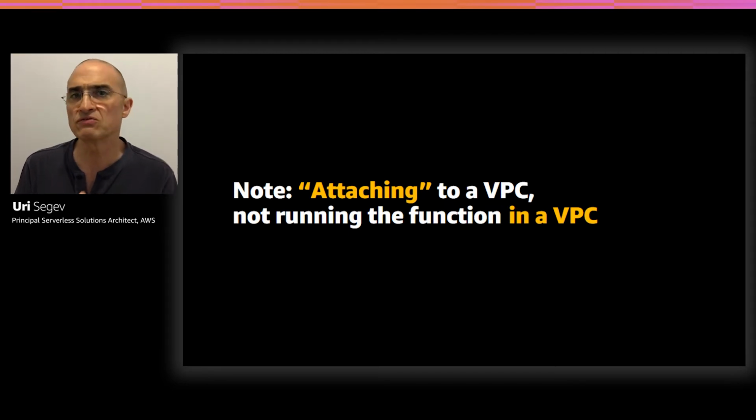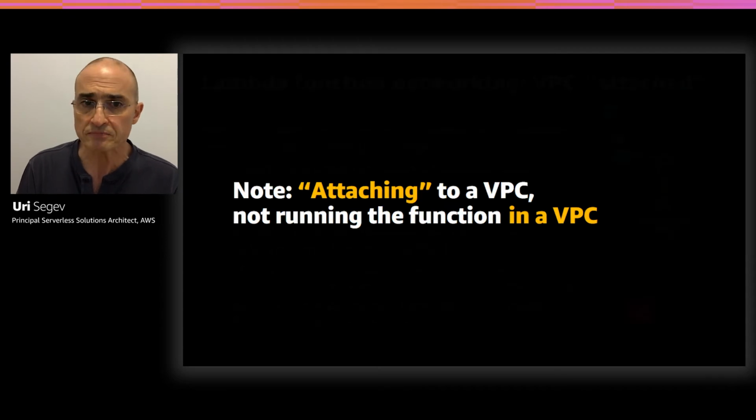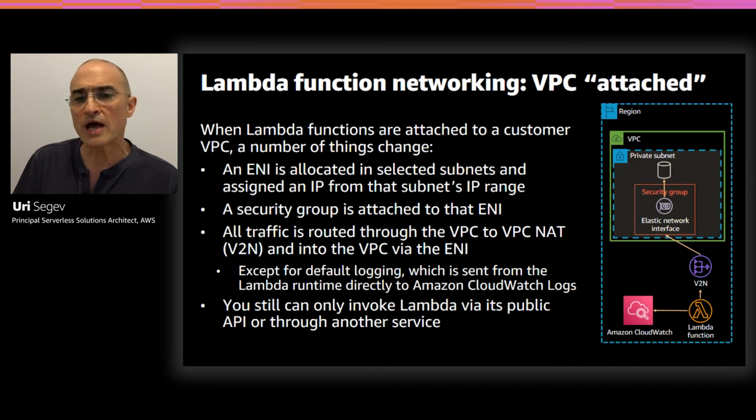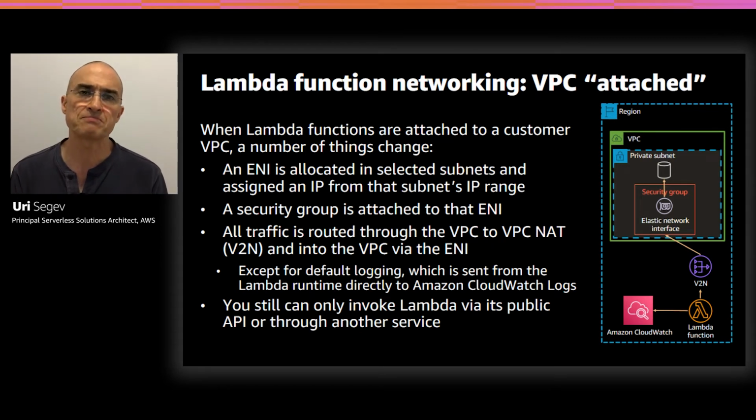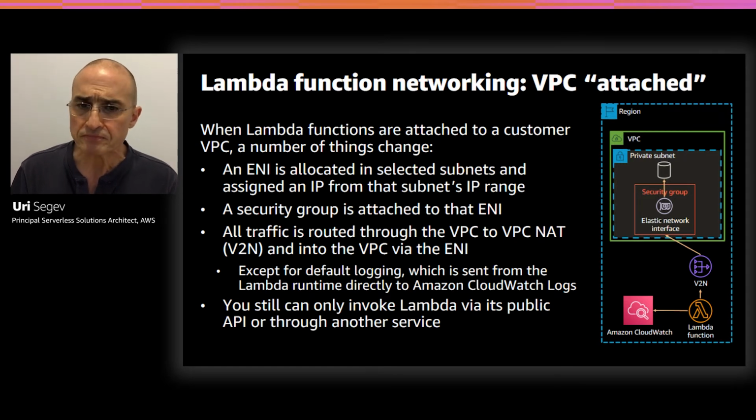The function still runs in the Lambda service VPC, but we are attaching it to the customer VPC. And let's see how we do that. The first thing that we do is we allocate an ENI for each one of the subnets that we configure the Lambda function to be invoked in. The ENI will receive a private IP address from the IP range of those subnets. Each one of these ENIs will get one IP address from the subnet. We will attach the security group to that ENI.